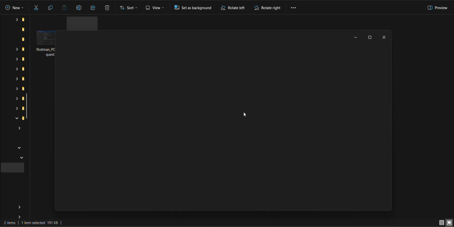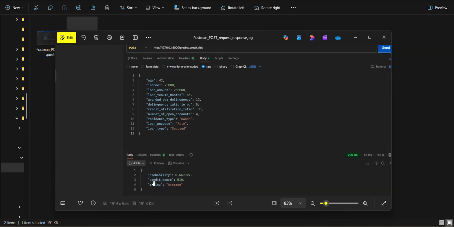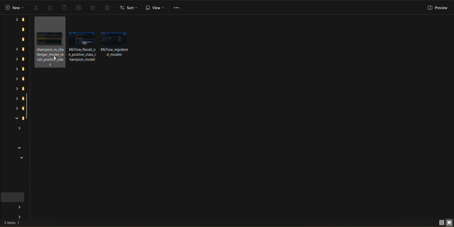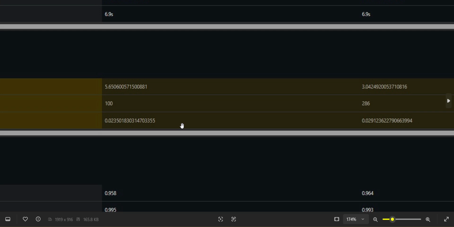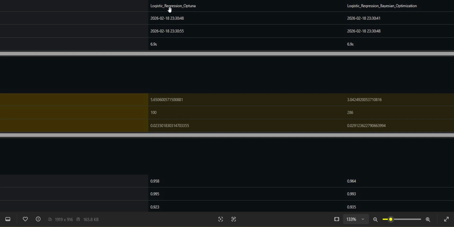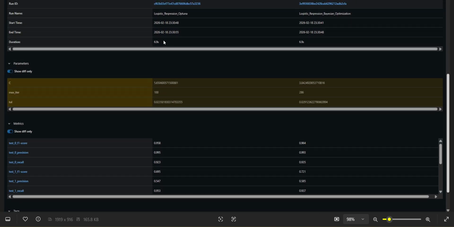And this is the response that I get, which is also a JSON object, gives the probability, the credit score, and the rating. And apart from that, I have also logged the metrics and done the experiment tracking using MLflow. And as you can see here, this is the champion model, that is logistic regression with hyperparameter tuning using Optuna, and this is logistic regression using hyperparameter tuning with Bayesian optimization. This is the challenger model, and this is the champion model.